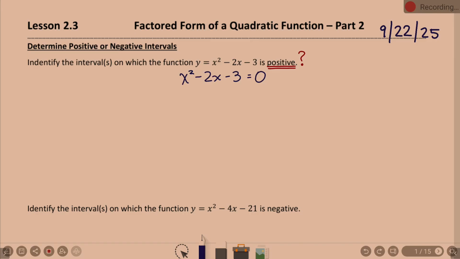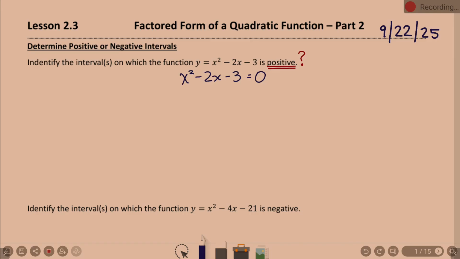What are the steps? What do we do here? You should know what to do. This is something we've been doing in the first part of lesson 2.3. See if there's a GCF. Start with your GCF question. Is there a GCF in this equation? No, there's no GCF there. So if there's no GCF, what's our next factoring step?